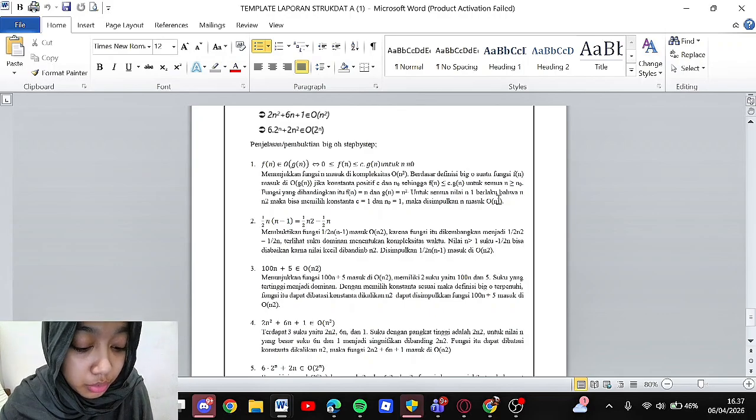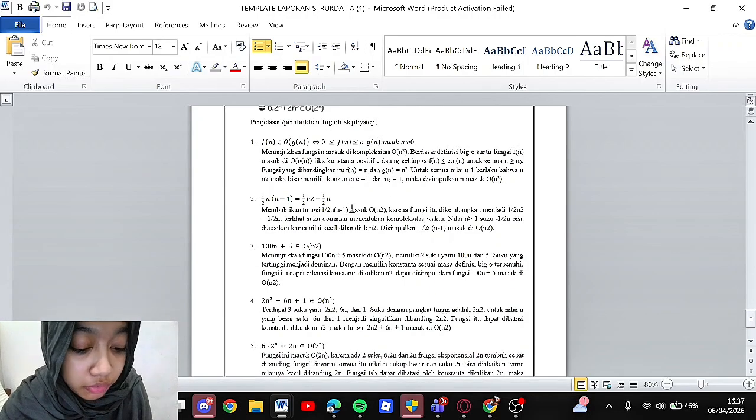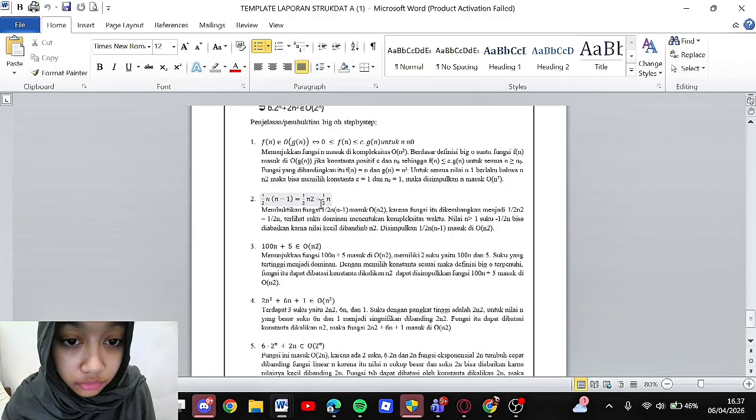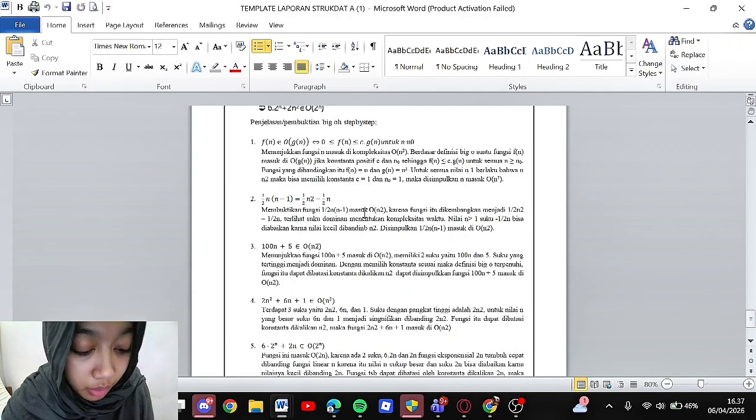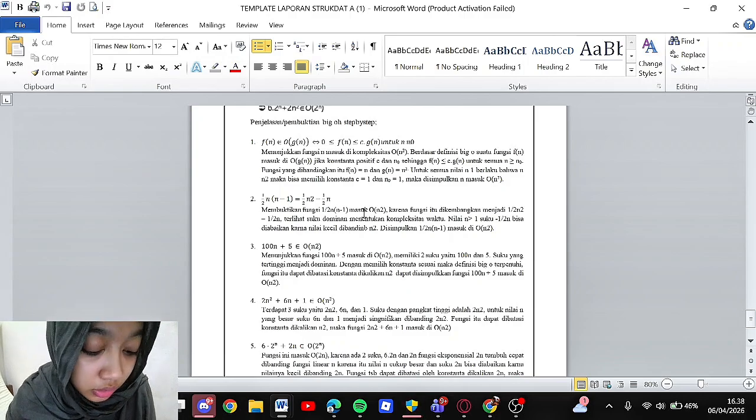Next we prove that 1/2 times n times (n minus 1) belongs to O(n squared). First, we expand the equation into 1/2 n squared minus 1/2 n. The dominant term here is n squared because it has the highest power. In big O analysis, we focus on the dominant terms and ignore smaller terms. Therefore, this function belongs to O(n squared).